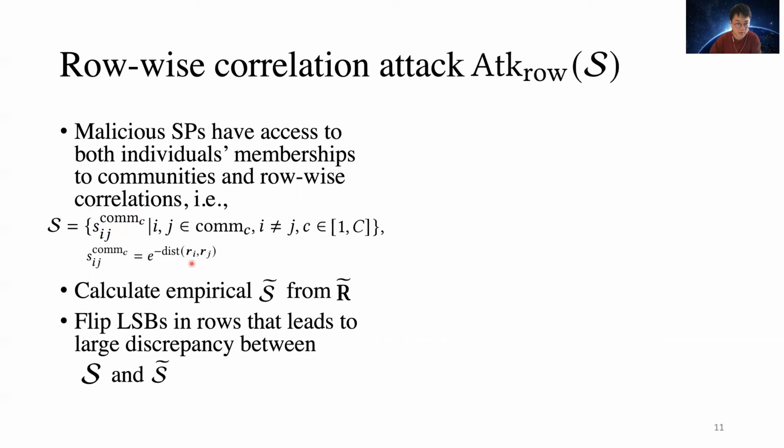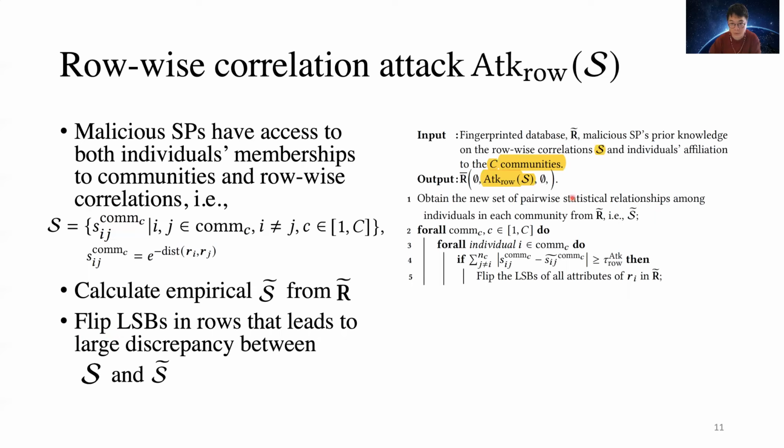Similarly, when the database receiver obtains a fingerprinted database, he will first calculate an empirical row-wise correlation from the database, and then he launches the attack by flipping the least significant bits in each row that can lead to a large discrepancy between S and S prime.